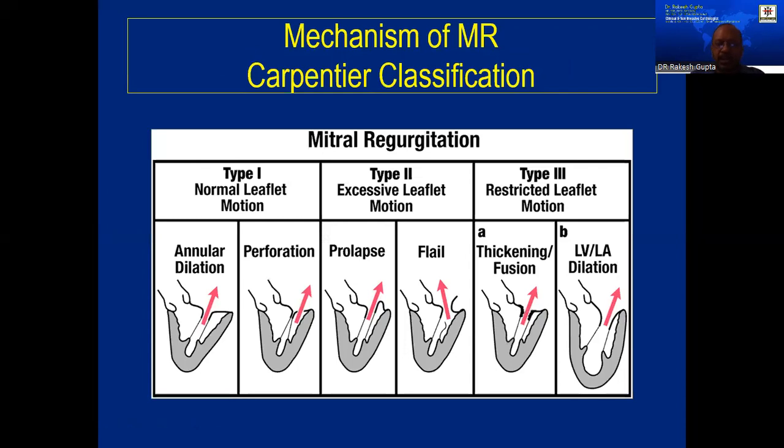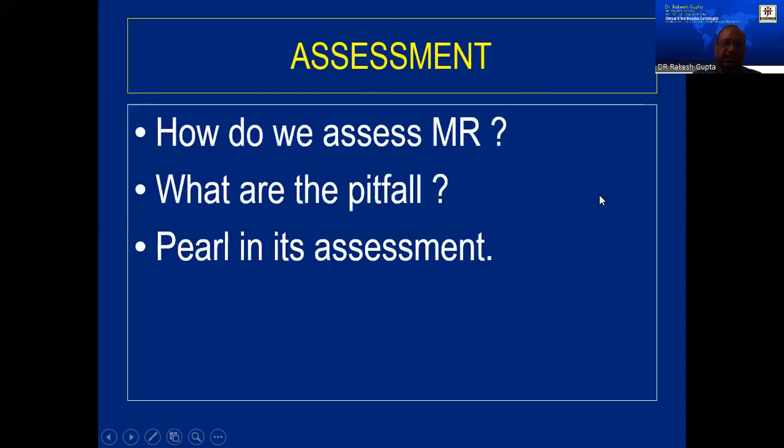And this is just for namesake, you don't have to remember it at this point. Annular dilatation versus perforation is type 1, when the leaflet motion is normal. When you have excessive leaflet motion, that is type 2, it could be prolapse or flail. And type 3 is when you have restrictive leaflet motion, which could be due to thickening or fusion or LV and LA dilatation. So this is what the Carpenter classification is.